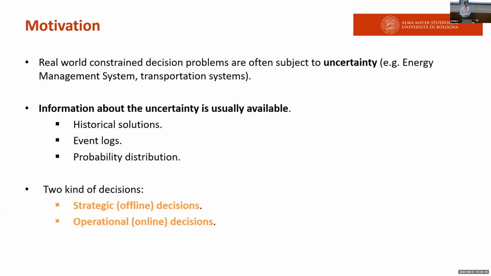So for example, we may have historical solutions, or we may know something about the probability distribution that models this uncertainty. And we can think of splitting the decision process in two parts. The first part, which we call the offline part, is where we take the so-called strategic decisions. And this basically does not require very strict timing constraints, for example, planning the day-ahead power load. And then we have the so-called operational decisions that are made online, and they require very strict timing constraints. And so we need to take these decisions very fast.